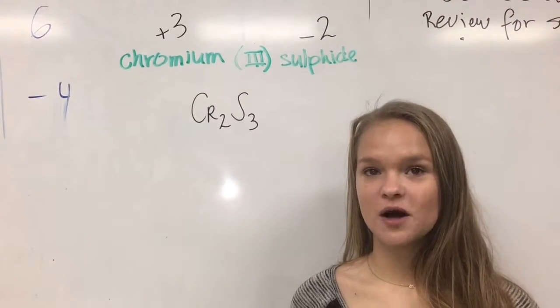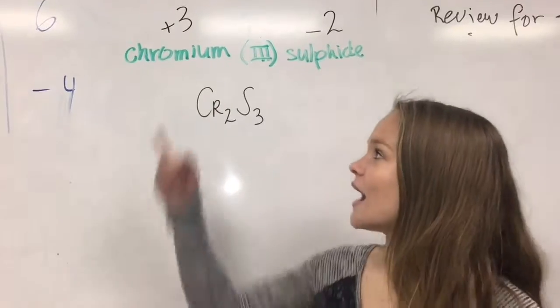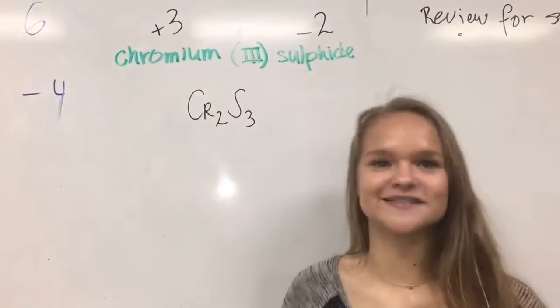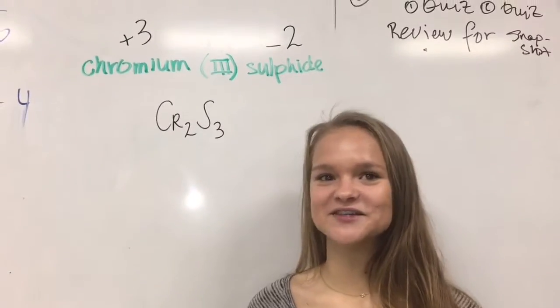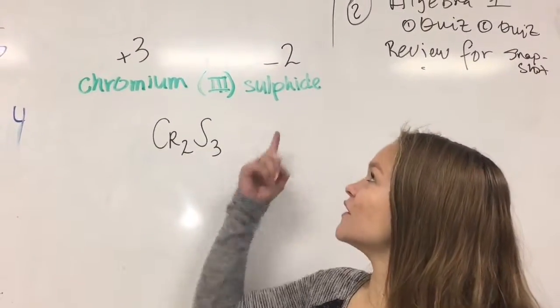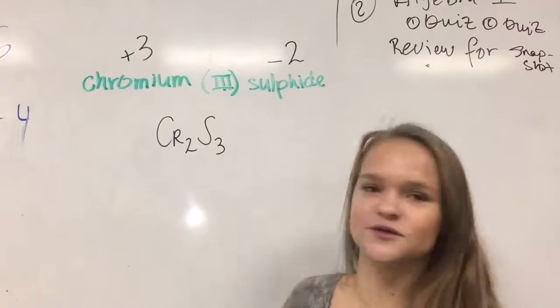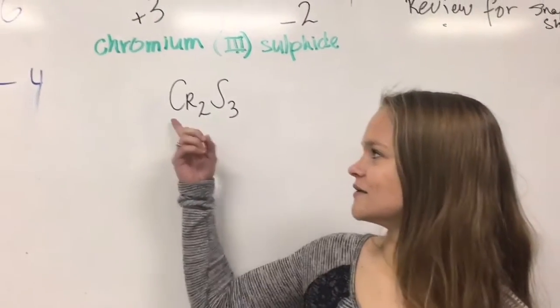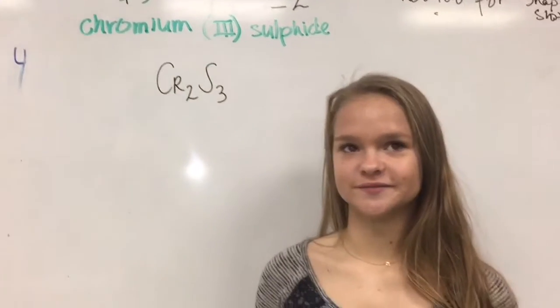In order to equal a +6 charge, we need 2 atoms of chromium, because 3 times 2 is 6. And in order to have a -6 charge, we need 3 atoms of sulfur. So, -2 times 3 is -6. So the chemical formula of this compound is Cr2S3.